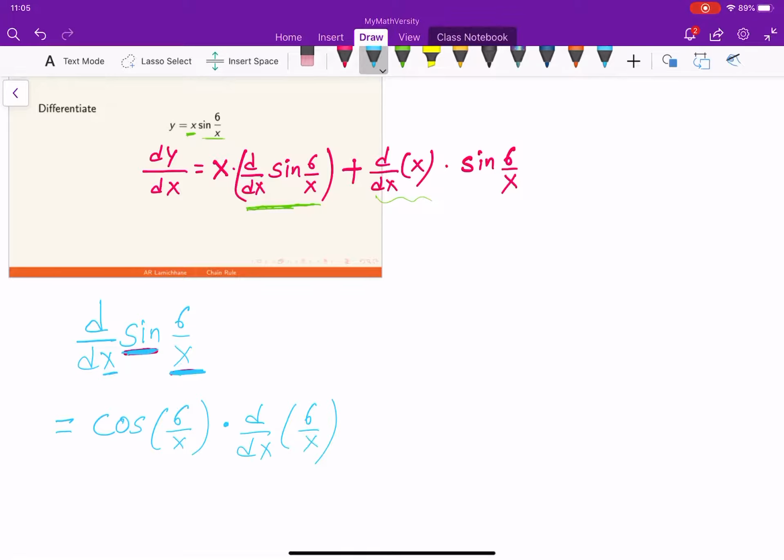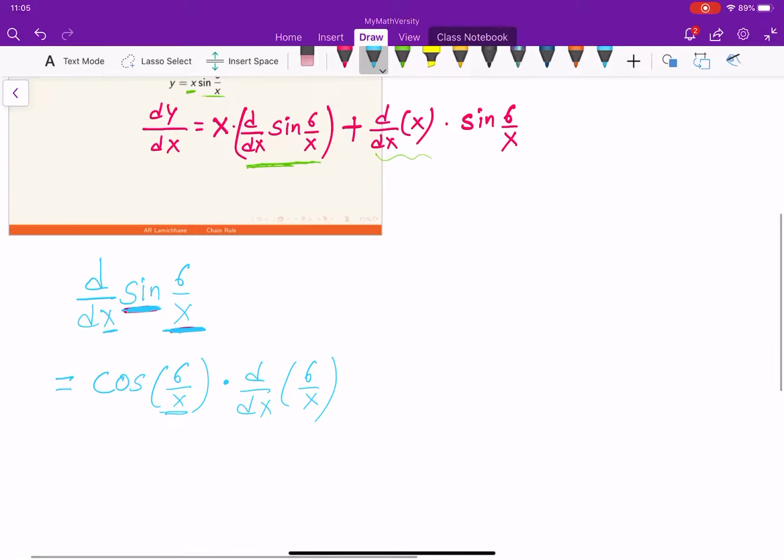We find the derivative of the outer function, which is sine; the derivative of sine is cosine. We compose that with 6 over x, and don't forget to multiply by the derivative of 6 over x. So we are almost done, but what is the derivative of 6 over x? The function 6 over x can be written, changing into a negative exponent, as 6 times x to the power minus 1. I like that form because I can directly use the power rule. If you don't want to use that, you can use the quotient rule here, but I prefer this alternative.